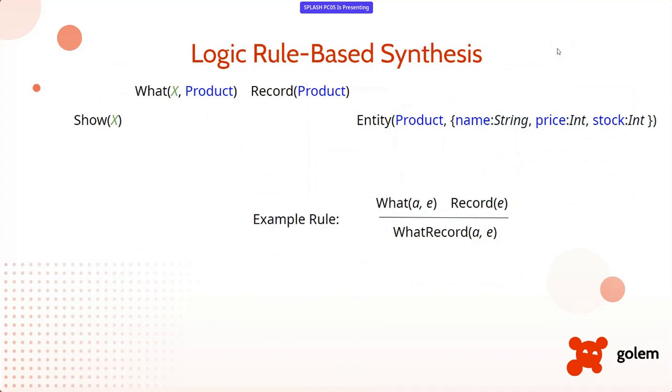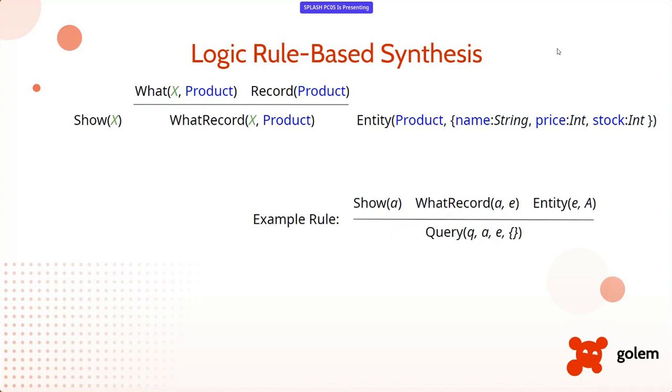So we're going to use rule-based synthesis. We have a collection of facts. We have a collection of rules. We want to put those facts together and see what we can derive from them. So in this case, we have 4 facts: that we want to show the product, that the product is a record, and that it is associated with a database entity that has these fields. So one example rule we could apply, there's a set of rules in the paper, but one of them looks like this. If we know we want to show an entity and the entity is a record, then we can connect these two with a what record judgment that just serves to connect those.